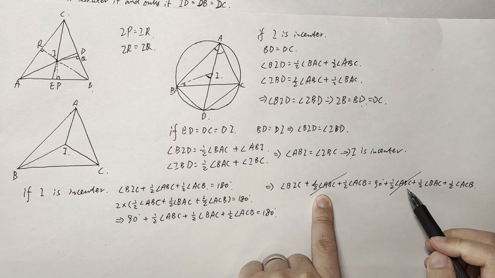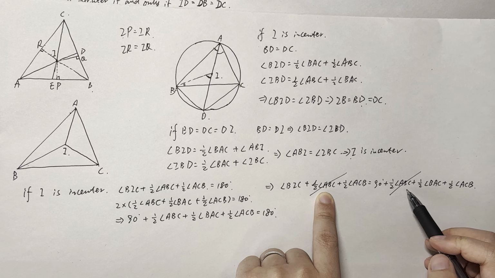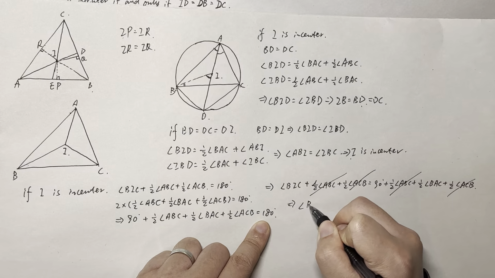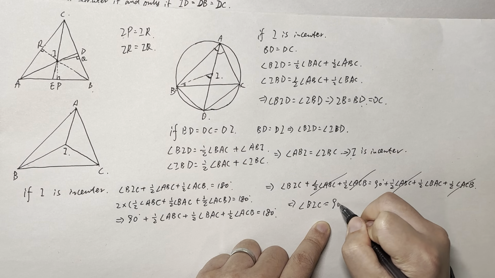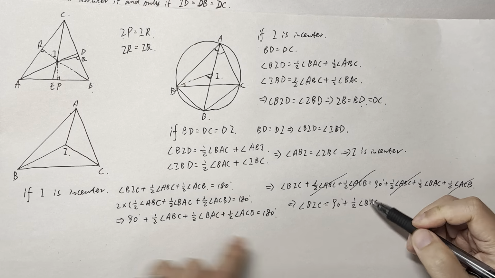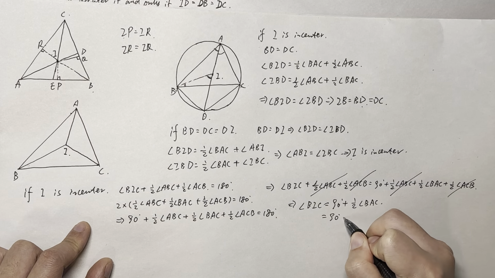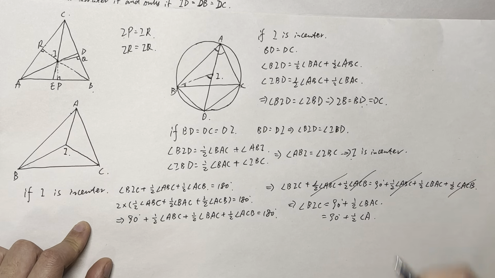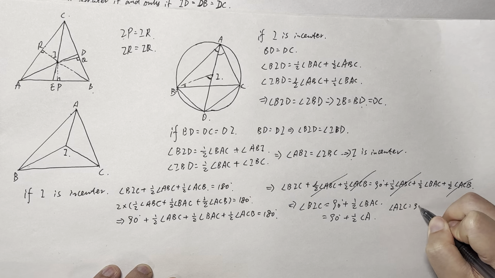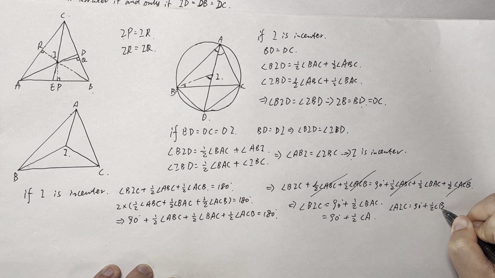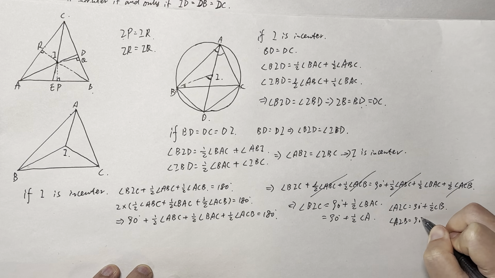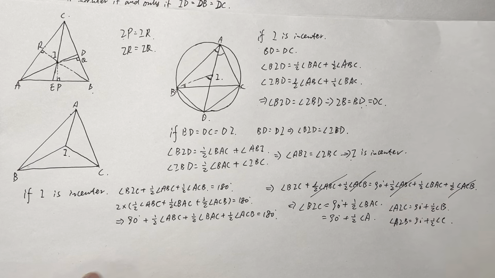So we cancel the half of angle ABC and half of angle ACB out. Right, so we know that angle BIC equals 90 degrees plus half of angle BAC, which is angle A. And similarly, we can prove that angle AIC equals 90 degrees plus half of angle B, and angle AIB equals 90 degrees plus half of angle C, right?